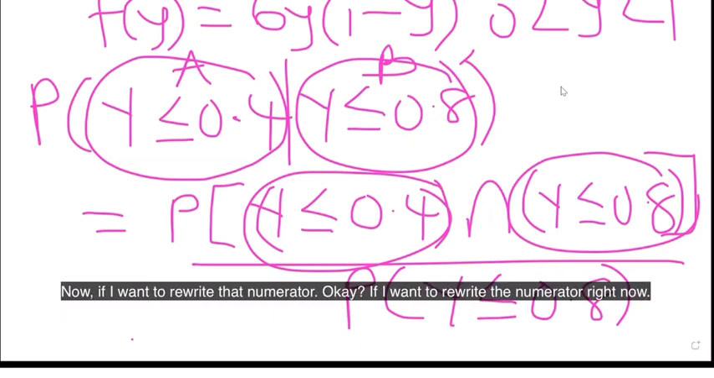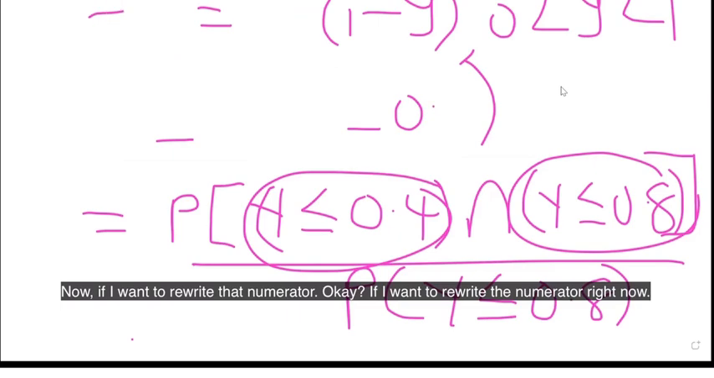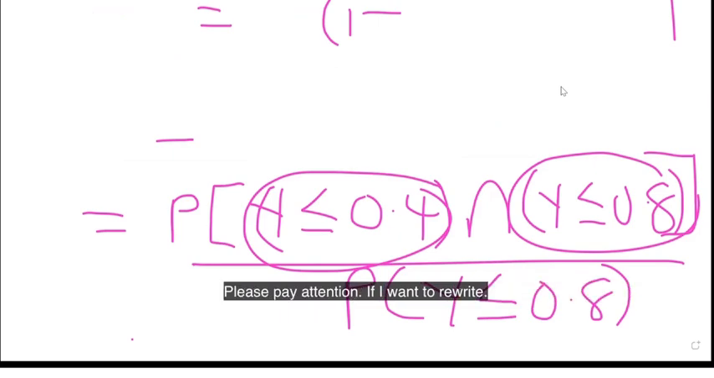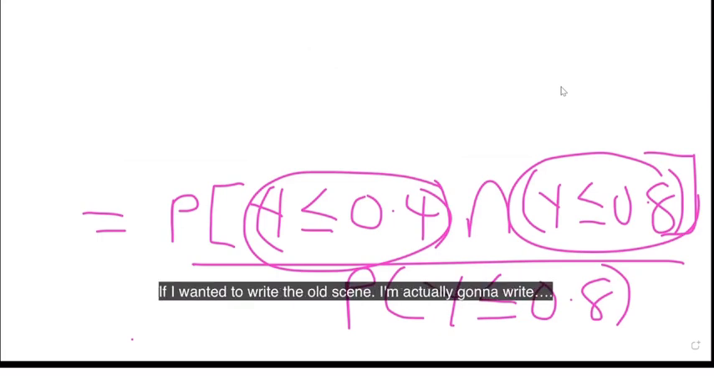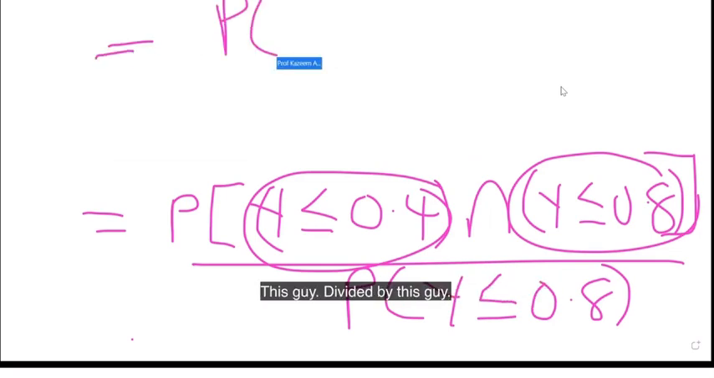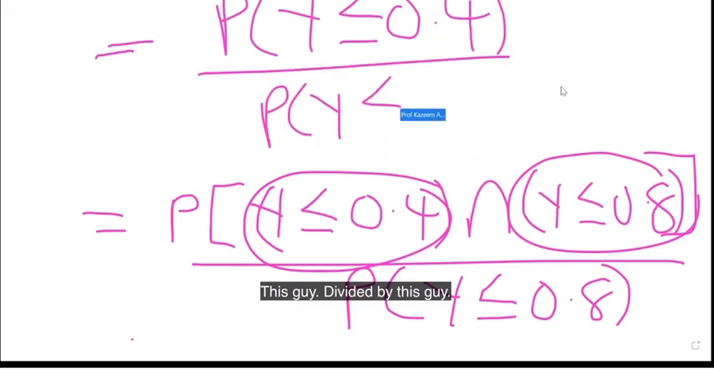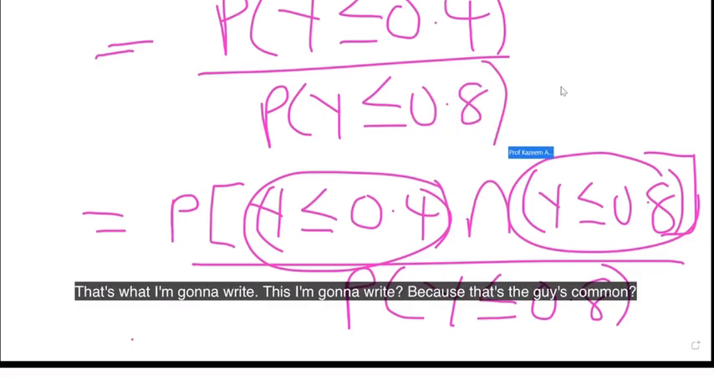Now, if I want to rewrite the numerator right now, please pay attention. If I want to rewrite the whole thing, I'm actually going to write this guy divided by this guy. That's what I'm going to write, because this guy is common.